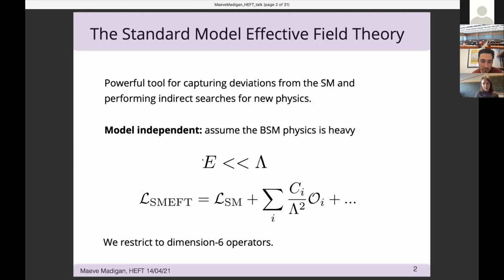So it sits at some scale lambda, larger than the scale of our experiment. With this assumption, we can parameterize the effects of the new physics just by supplementing the standard model Lagrangian by a series of operators suppressed by this new physics scale lambda squared. By writing it in this way, I'm assuming that we're going to restrict to dimension 6 throughout this talk and throughout our fit.